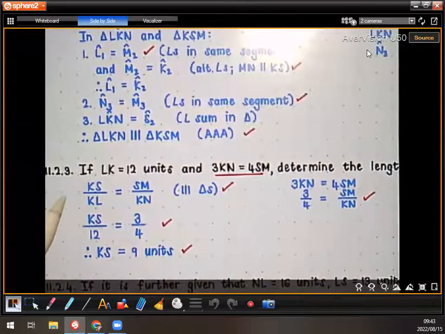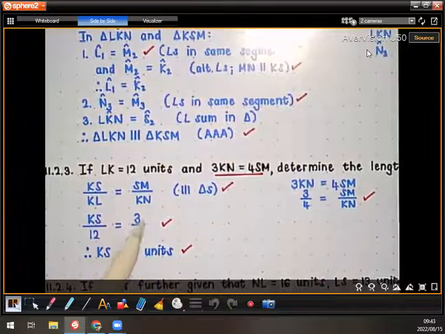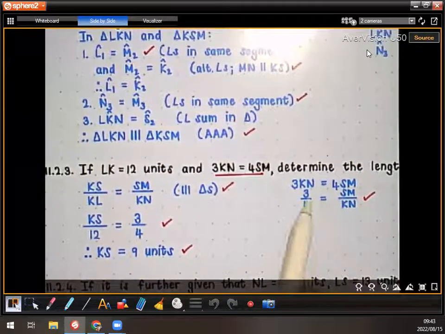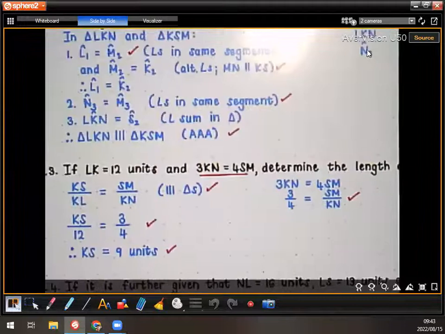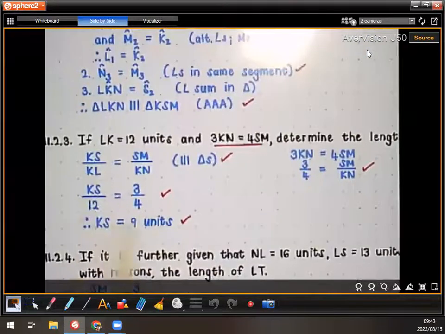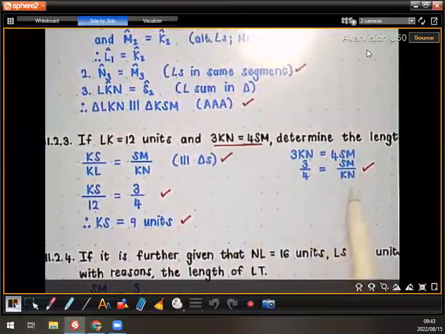So then KS over KL, which they told us was 12 there, is equal to 3 over 4, which is coming from there. And then you could just say 3 over 4 times 12. So that was basically working with your similarity statement and the ratio that they gave you to get to the values.